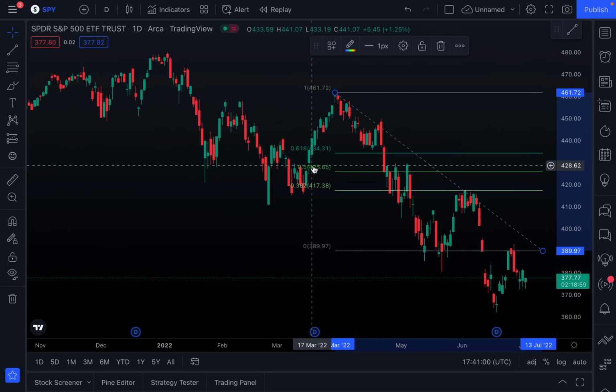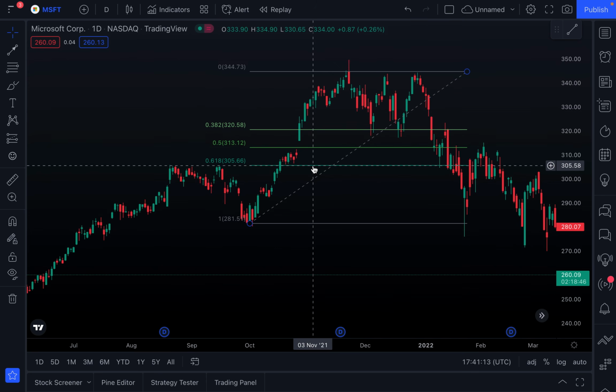So now I'm going to go ahead and show you two examples as to how you can use this in parallel with another indicator and basically how it all works. So let's first take a look at a bullish example. So what I'm going to do is go to this new chart here. This is using Microsoft. Okay, and as you can see, I've already plotted the Fibonacci retracement levels here.